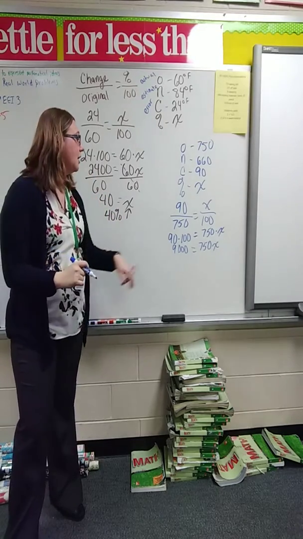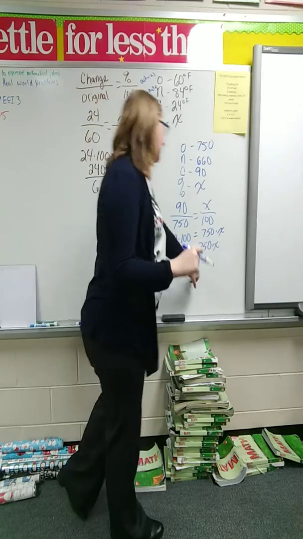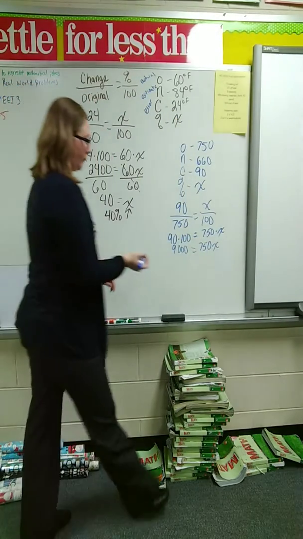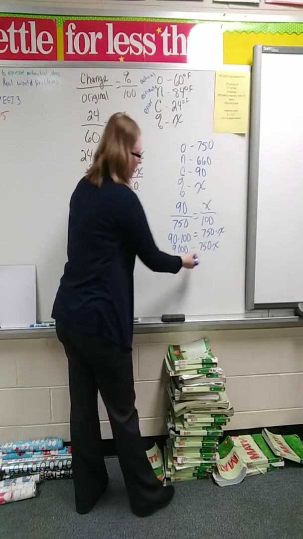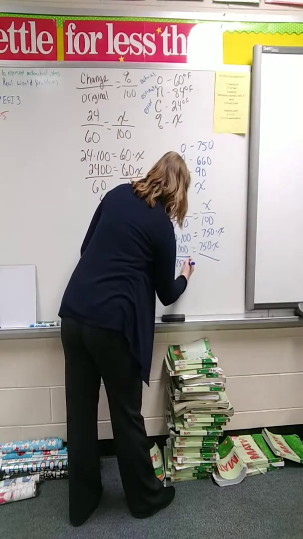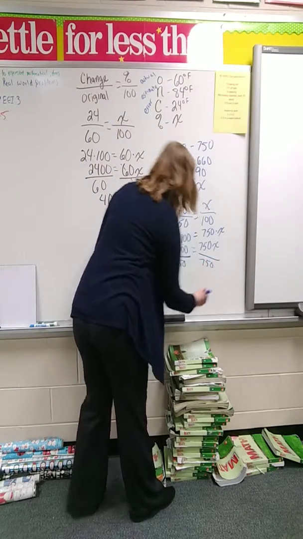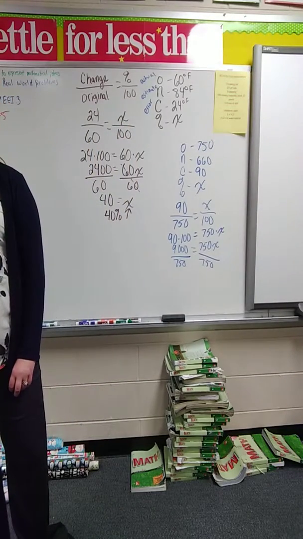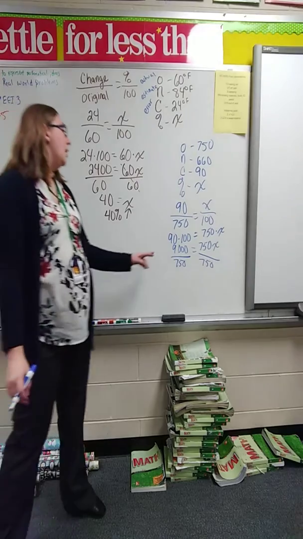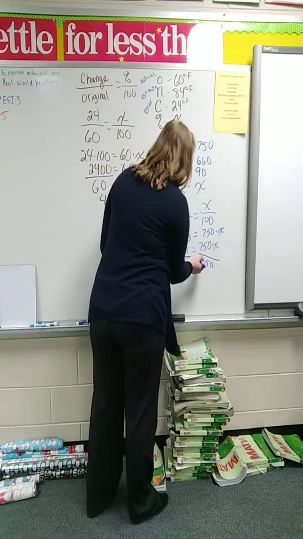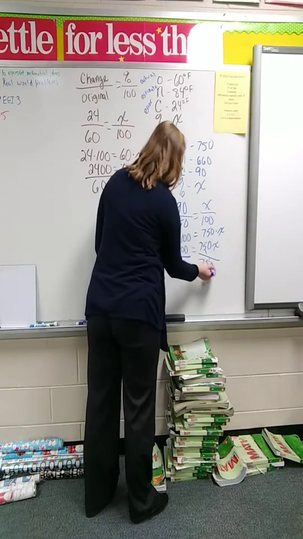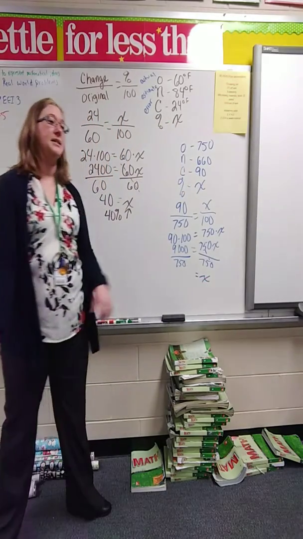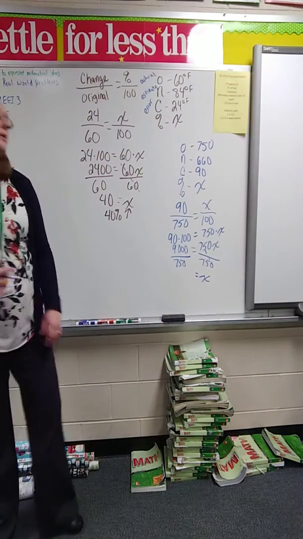What do I do with 9,000 equals 750x? Go ahead. You divide 9,000 by 750 equals 1.2. And then you do 750 divided by x. You do it at the same time. Okay, so 750x divided by 750, those cancel. I'm left with x. 9,000 divided by 750 was what? 1.2.